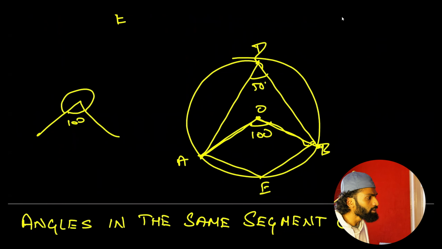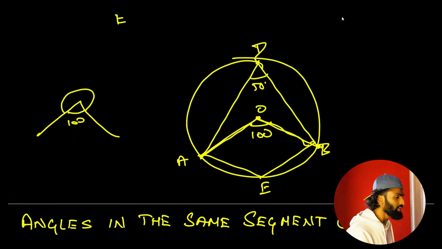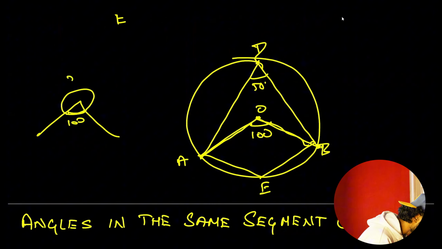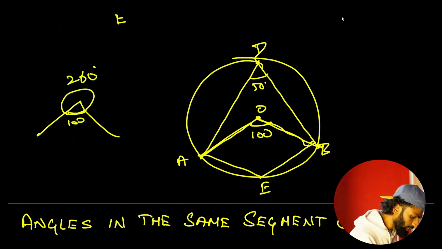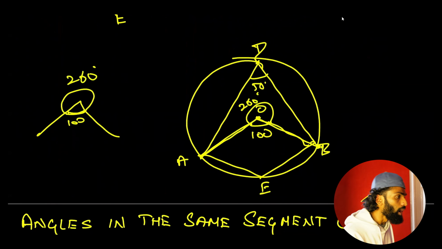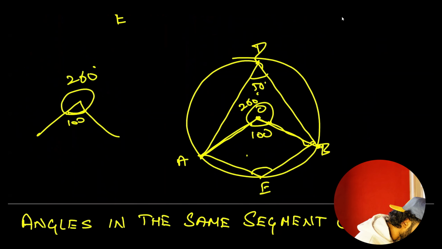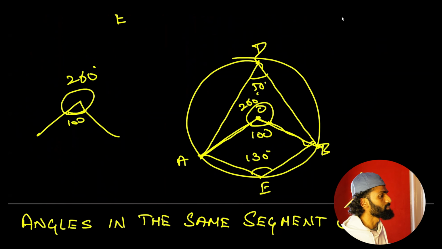So what is the meaning of reflex angle? It is nothing but 360 degrees has to be the total. Now, if one part is 100, the other part will be 360 minus 100, which is nothing but 260 degrees. So reflex 100 is nothing but 260. Now apply the same concept. The angle at the center was equal to 260 degrees. The angle at the circumference will be half of it, which means this will be equal to 130 degrees. That's it. So please rewind the video and watch it again.